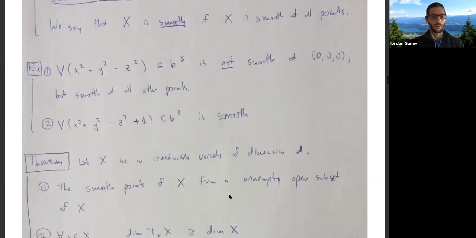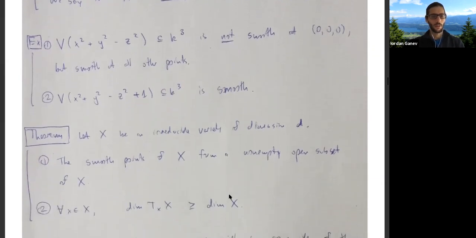So now I want to import a big theorem that I won't say anything about the proof of. So what does it say? Let's say we have an irreducible variety of dimension d. Then the smooth points form a non-empty open subset of X. So in some sense, generically, I'm hesitant to use the word generically because it could also mean something else, but generically, X is smooth. So if we pick a random point, then it's smooth. And in particular, we always have smooth points in X. They're dense.